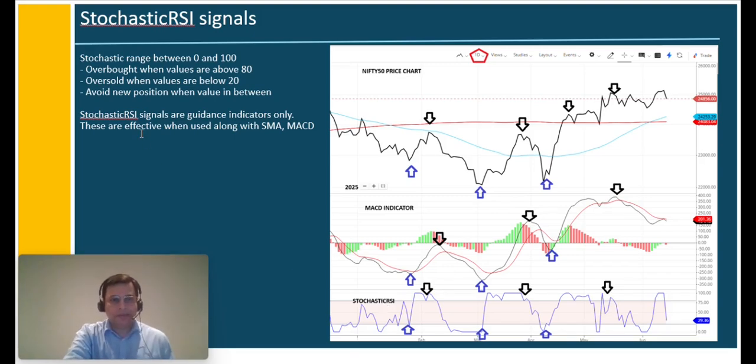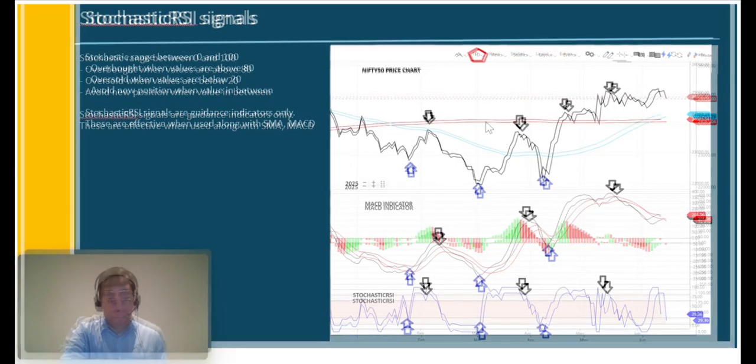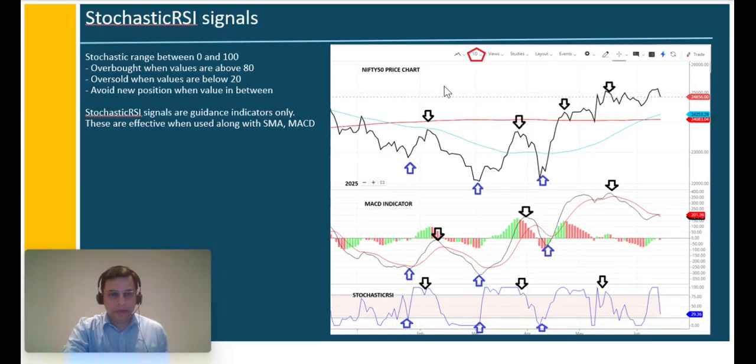Always use stochastic RSI with a combination of MACD and SMA for my trading. How to read signals? I'm showing Nifty 50, our daily chart. At the top, I've drawn a line marking the lower lows and higher highs with signs. Lower lows are in blue, whereas higher highs are with the black indicator. I've also added MACD, which shows the same movement of price, and stochastic is at the bottom.